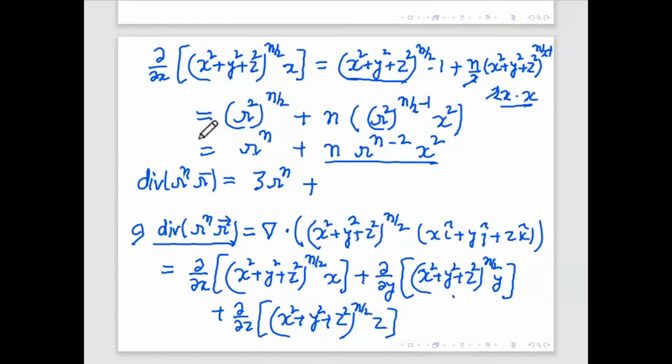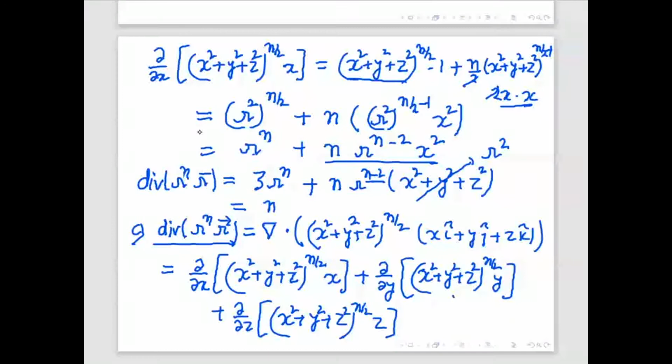So this all three terms will come. So it will come n r to the power n minus 2. So x square will come in the first term, y square in the second term, and z square in the last term. And this is nothing but r square. So r square times r to the power n minus 2, the total power of r will become r to the power n, and if you take common you will get n plus 3 r to the power n. So that is the final answer.